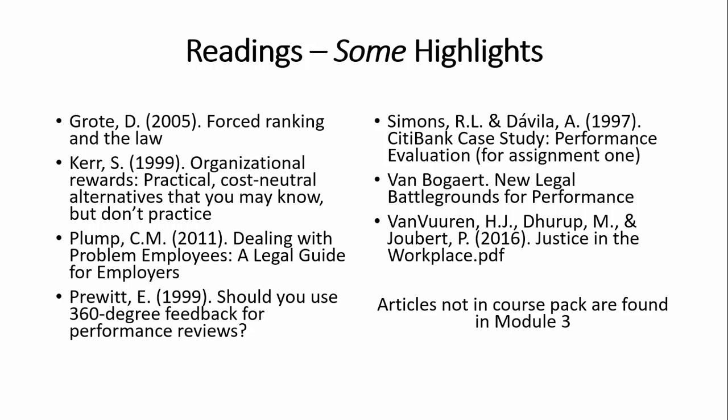The Van Bogart article is new legal battlegrounds for performance evaluations. This is a bit of an update from the Plump article, and it looks at some of the trends in lawsuits and legal issues in performance appraisals that now face us that did not in the past decade. And then the Van Buren article talks about justice in the workplace. That is an optional one. But if you want to learn more about organizational justice, then take a look at that. But if you feel like you know enough about that one from my discussion, then just leave that to another time.